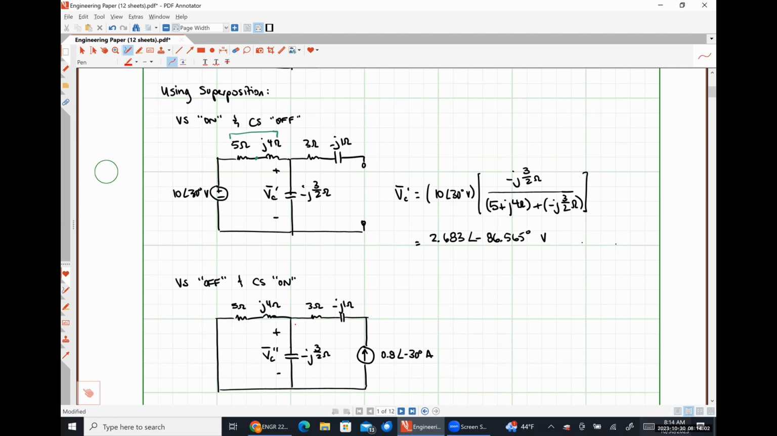Here's our current source. And I'm going to call this current here our phasor current IC, and I'm going to use current division to solve for this current, and then multiply that result by negative j3/2 of an ohm, effectively applying Ohm's law in order to get the voltage that we're looking for. And because I'm lazy, I'm going to do it all in one step.